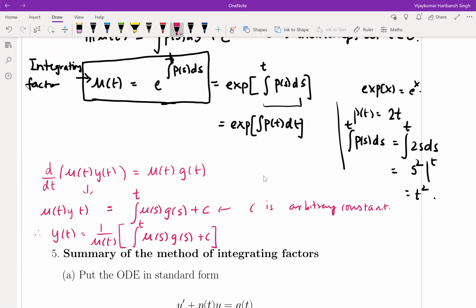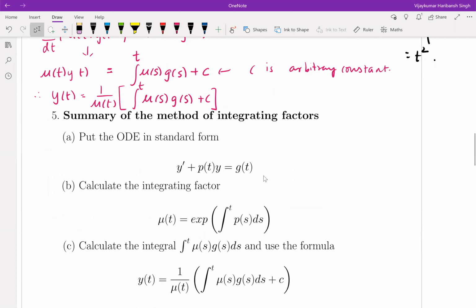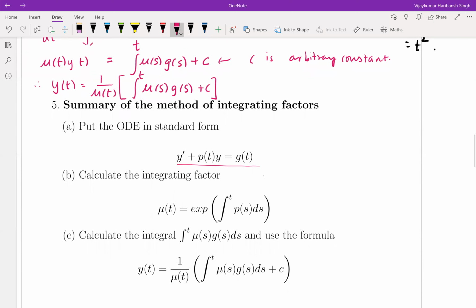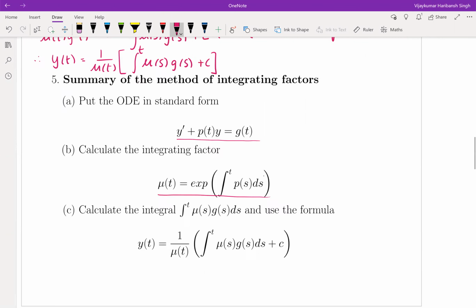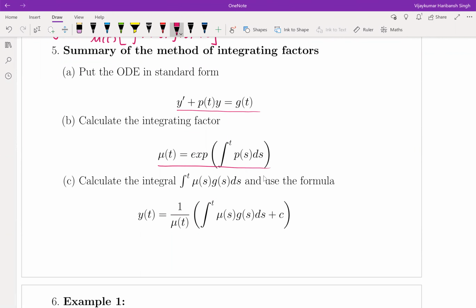So this method of solving differential equations is called the method of integrating factors. Note that it is only applicable to linear first order differential equations. Let's repeat it. We have y prime plus p of t y equals g of t. First you need to write down the equation in the standard form. Then you compute the integrating factor, mu of t. Once you do that, you can write down the solution directly: y of t is 1 by mu of t times the integral of mu of s g of s ds plus c.